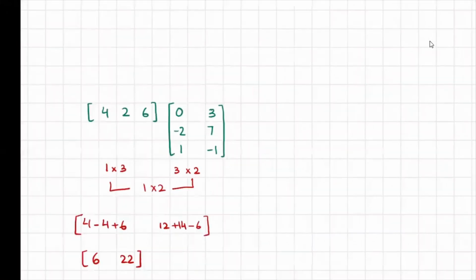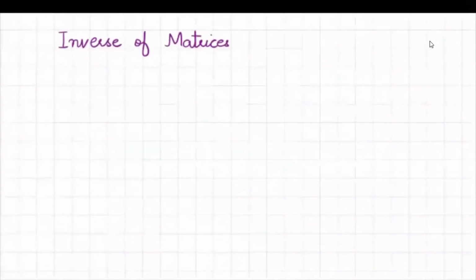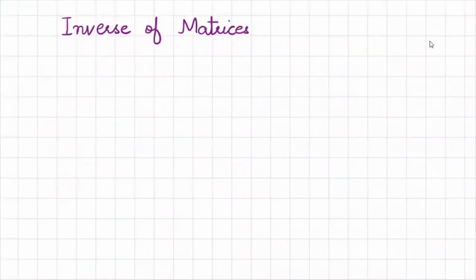Okay. Now let's move on to the inverse of matrices. The inverse of a matrix has a formula. The formula is only applied to a square matrix. So let's suppose this matrix here with entries A, B, C, D. Let's name this matrix A. I want to find the inverse of this matrix.